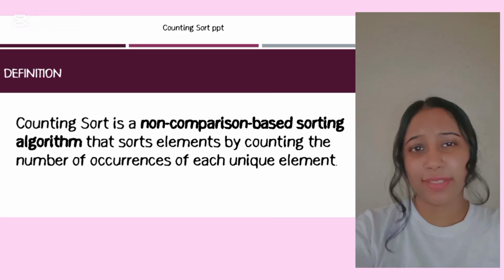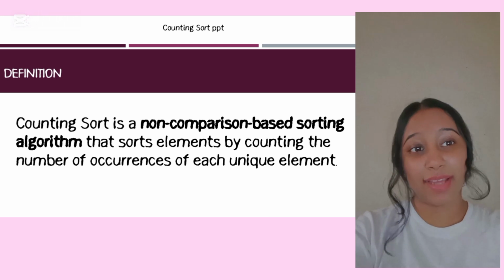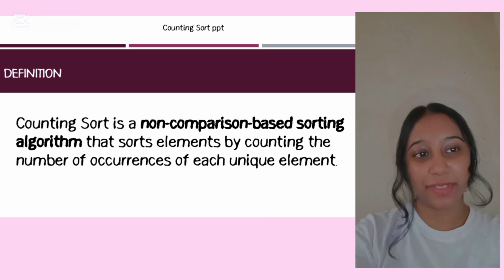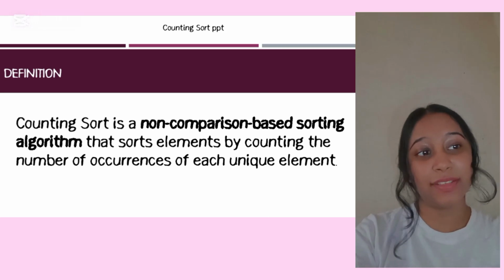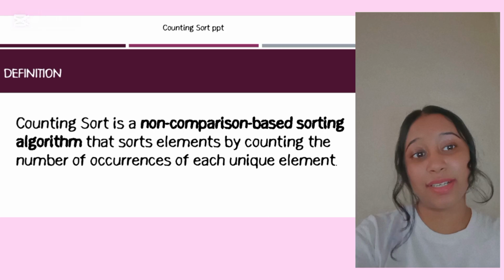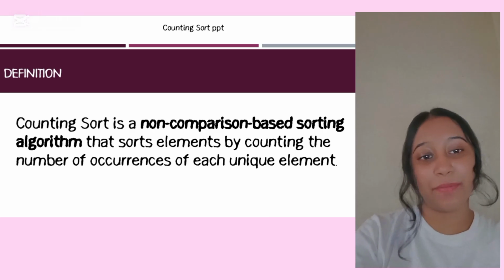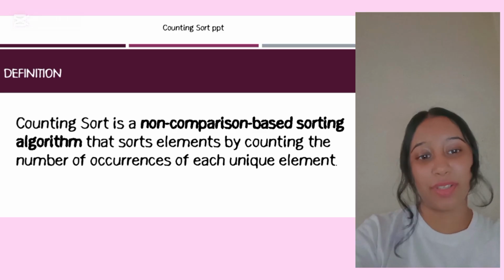Today's topic is counting sort, a special sorting algorithm that works very efficiently with numbers in a small range. What is counting sort? Counting sort is a non-comparison based sorting algorithm. Unlike bubble sort or quick sort, it does not compare elements with each other. Instead, it counts how many times each value appears and then uses this information to place elements into the correct position. The main idea of counting sort is very simple: count, store, rebuild the stored array.